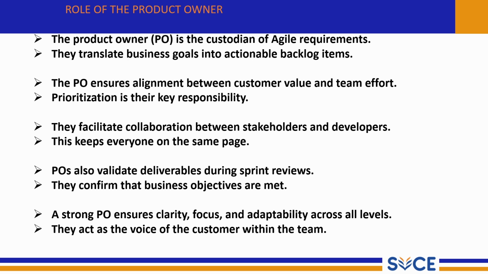The role of the product owner. The product owner is the custodian of the agile requirements. They translate the business goals into actionable backlog items. The product owner ensures the alignment between the customer value and team effort. Prioritization is the key responsibility. They facilitate collaboration between the stakeholders and developers.